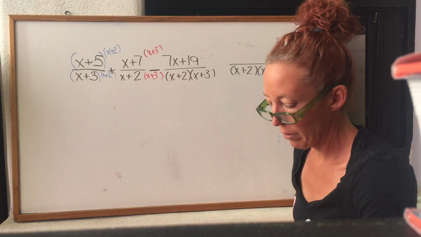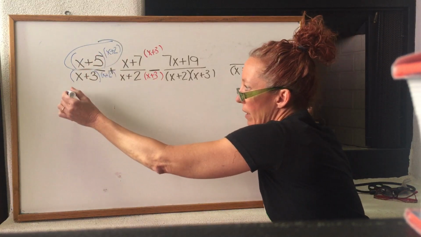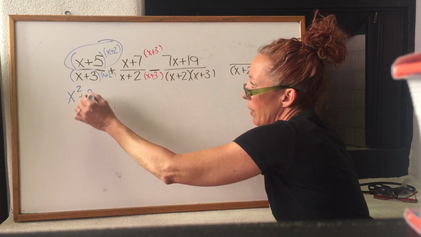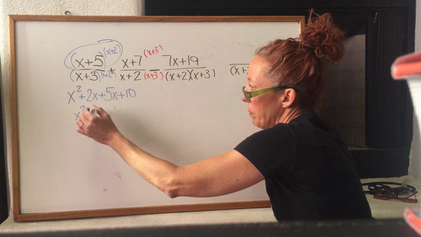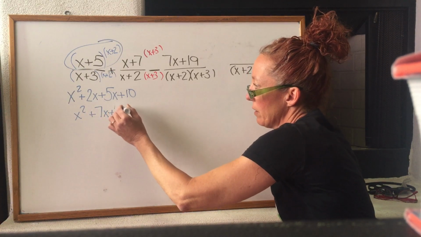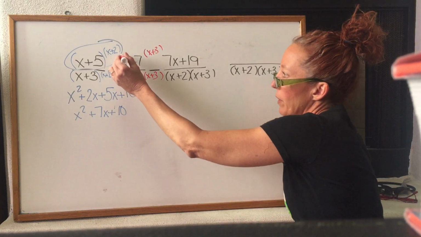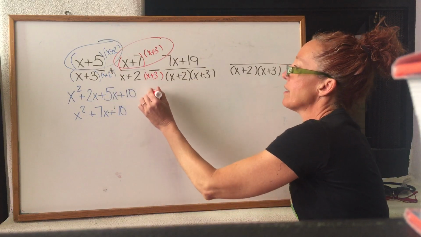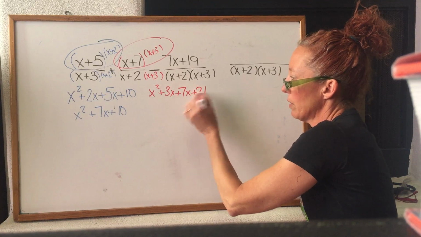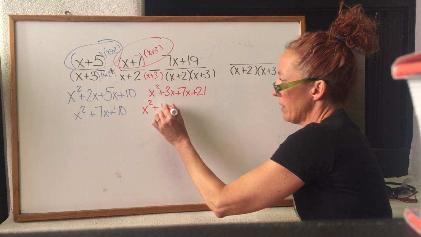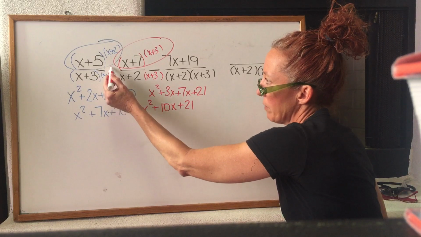And then I'm going to FOIL. So I'll FOIL this one in blue. When I FOIL that out, I get x squared plus 2x plus 5x plus 10, or x squared plus 7x plus 10. I'll just leave that alone and switch colors. When I FOIL here, I get x squared plus 3x plus 7x plus 21, or x squared plus 10x plus 21. And that's a positive, because that's a plus.